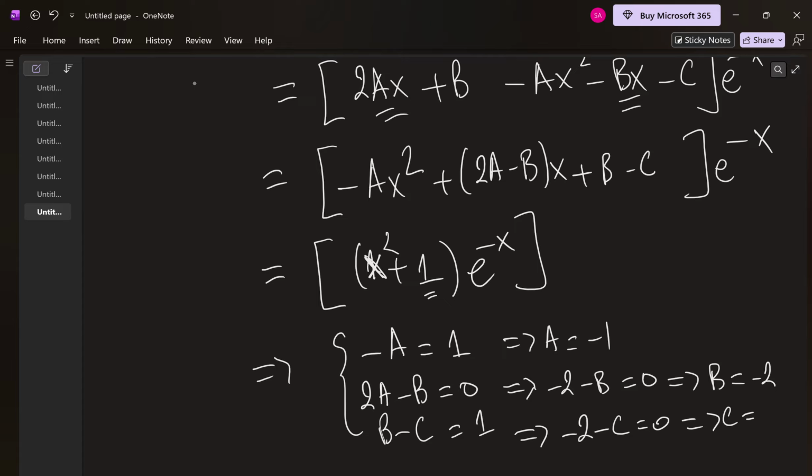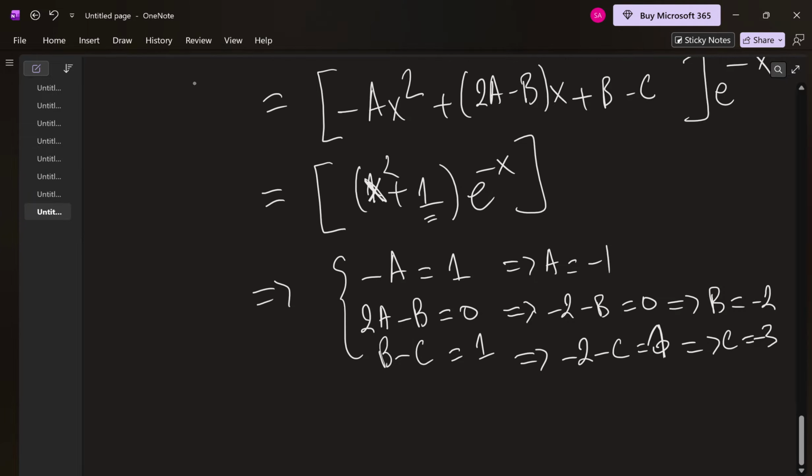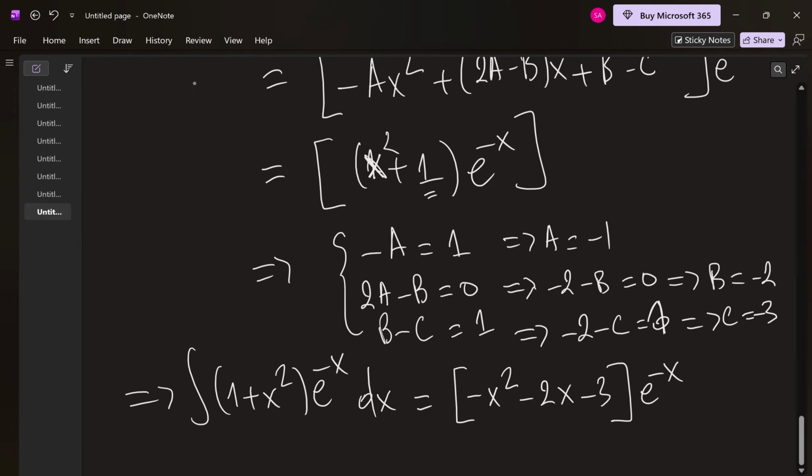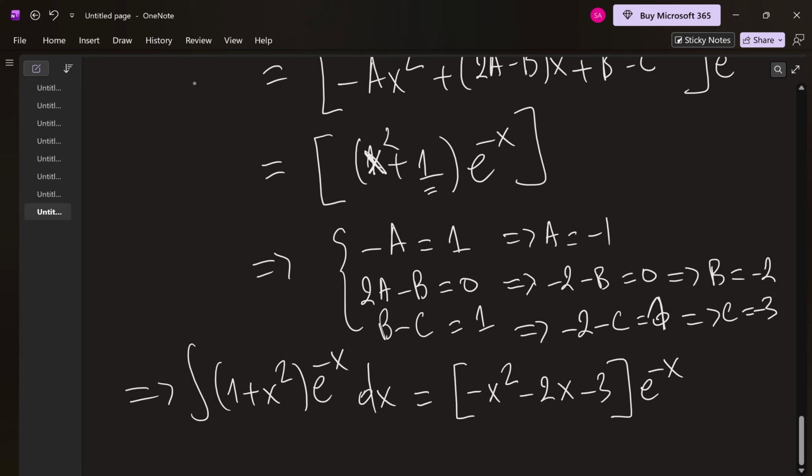So c is equal to minus 3. Taking minus 2 to the other side, it becomes 1 plus 2, which is 3, and multiplying by minus, it becomes minus 3. So the integral of (1 plus x squared) exponential minus x dx is actually equal to minus (x squared plus 2x plus 3) exponential minus x. Okay, is this clear?